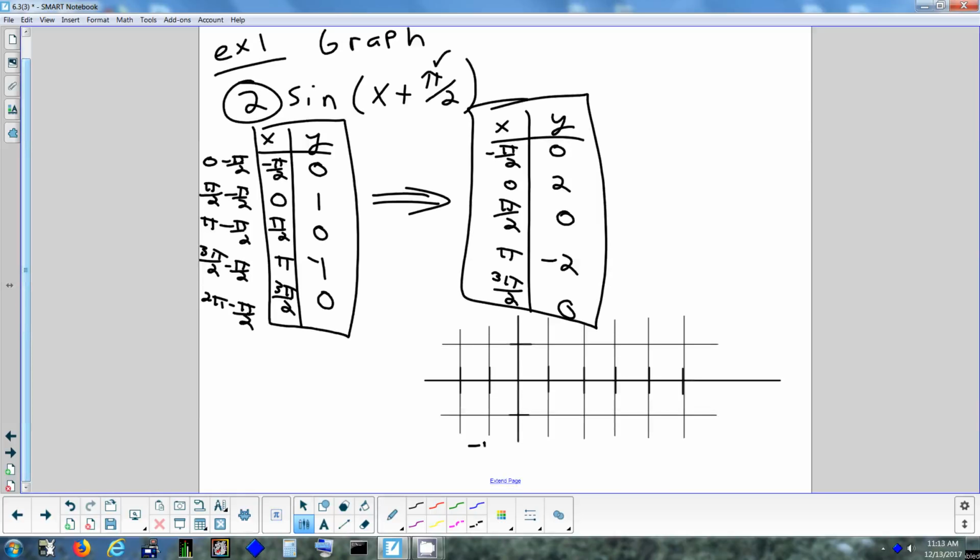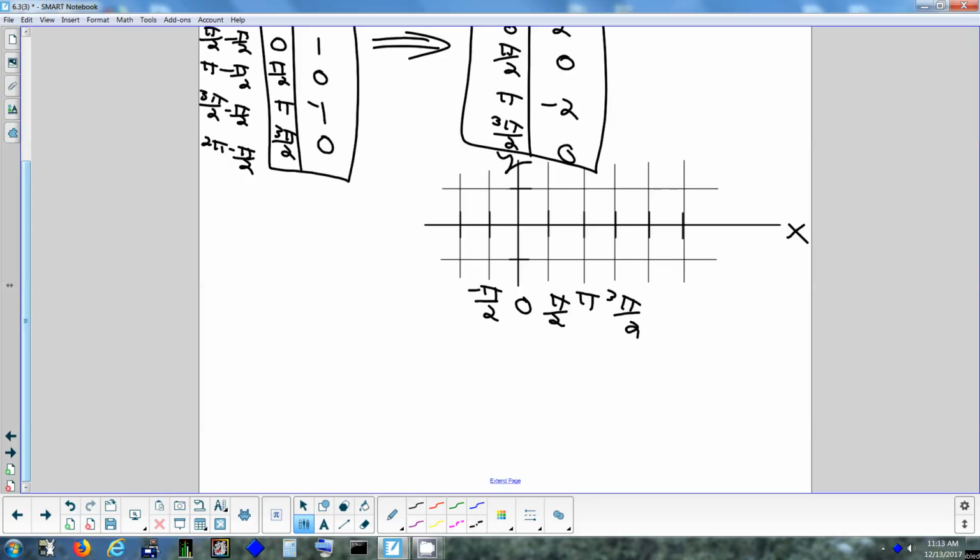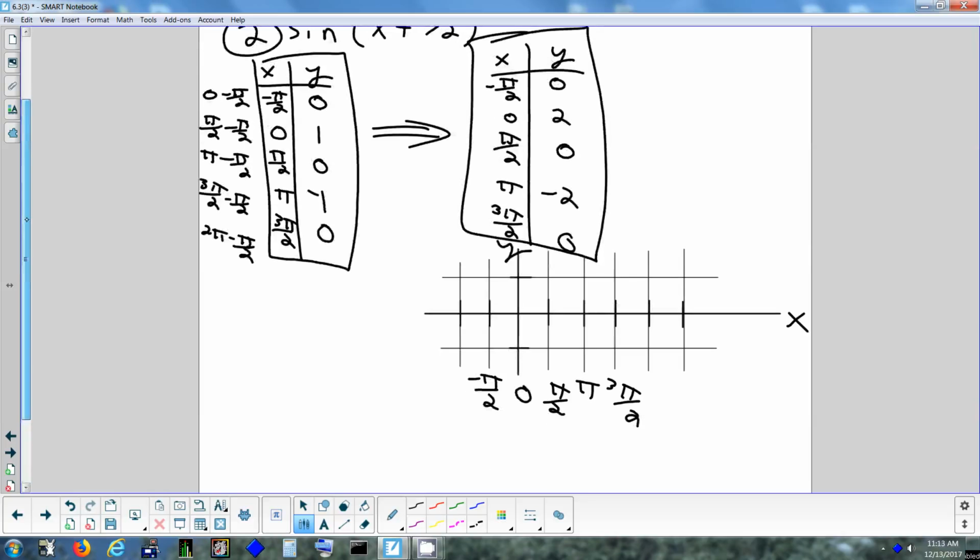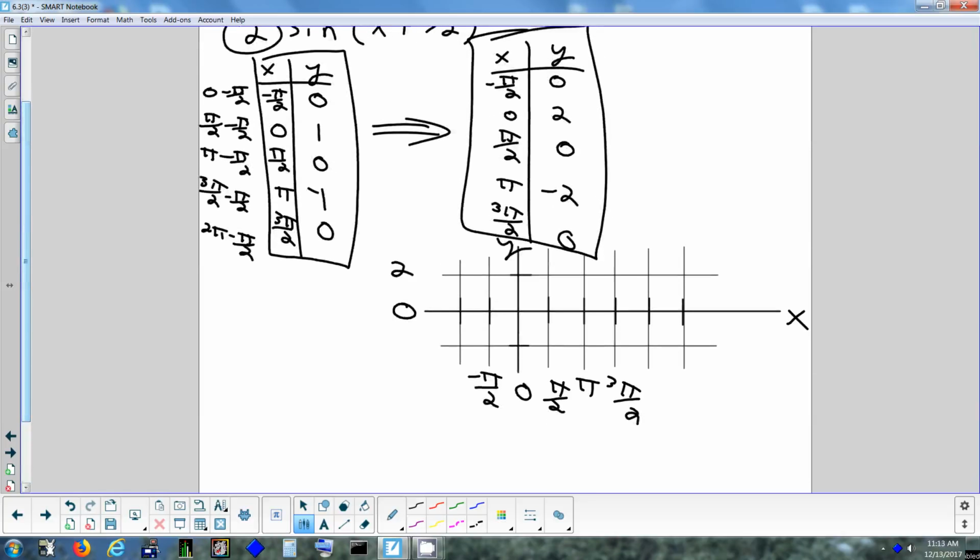Okay. So here's negative pi over 2. 0 is the axis. Pi over 2. Pi. 3 pi over 2. For your y-axis, I'm going to make my marks go by 2's. 0, 2, negative 2. If I didn't label my y-axis and just left it blank, what am I going to assume you're going by? 1's. Okay, but I want to go by 2's. Now graph your points.